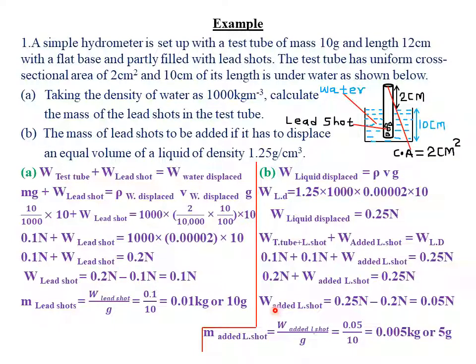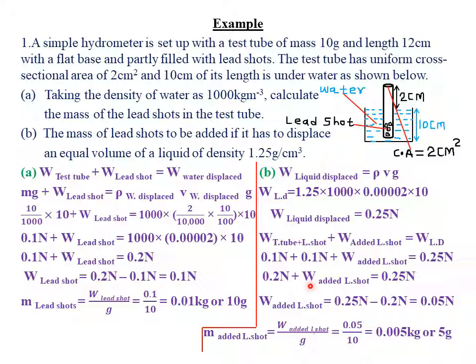Therefore, we know that weight is equal to mg. Therefore, the mass of the added lead shots will be equal to the weight of the added lead shots divided by gravity. The weight of the added lead shots was 0.05 Newton divided by gravity, which is 10. So if you take 0.05 divided by 10, you'll obtain 0.005 kilogram, which can also be given as 5 grams. So that is the mass of the lead shots that were to be added if it has to displace an equal volume of the liquid of density 1.25 gram per cubic centimeter.